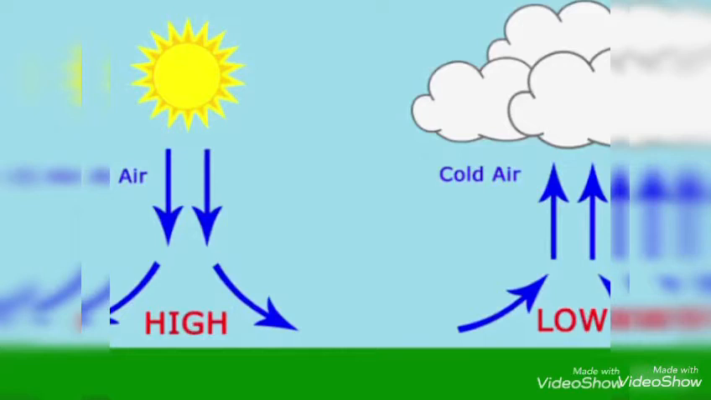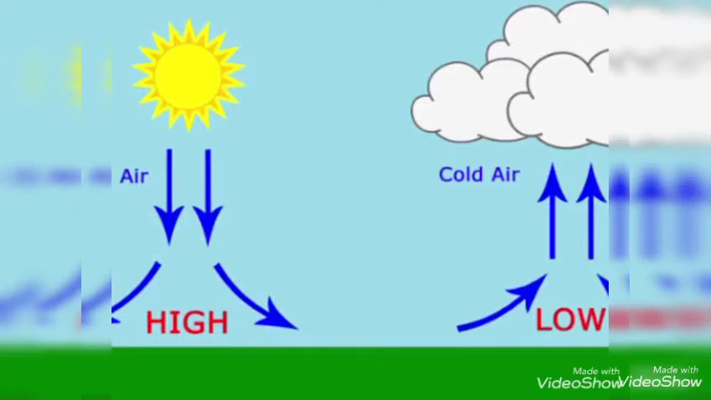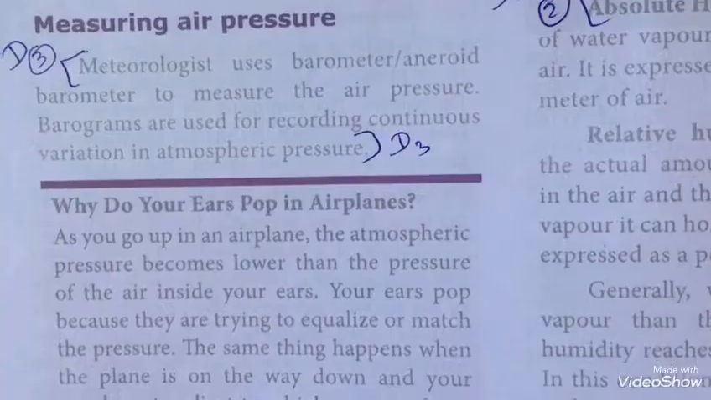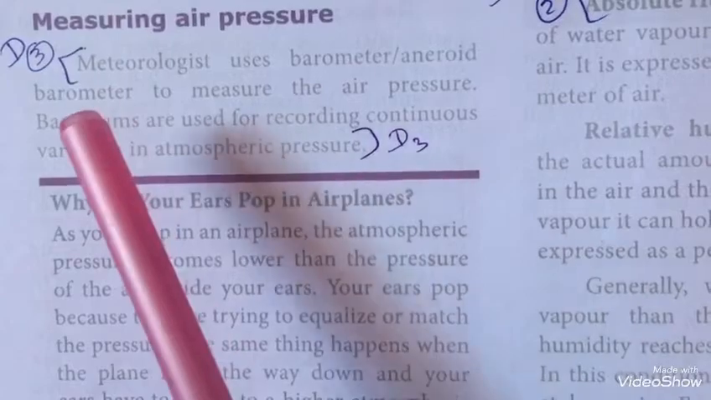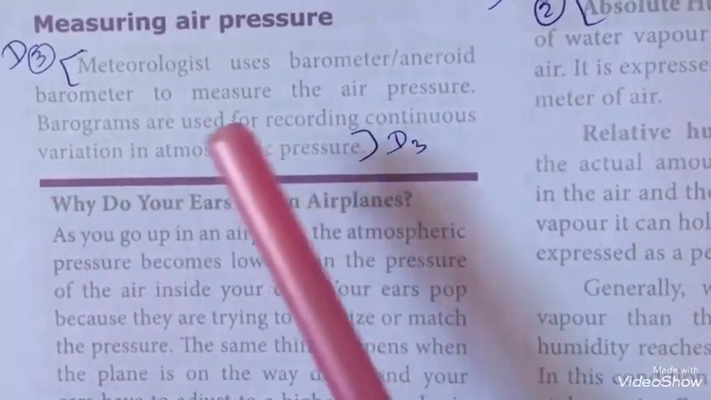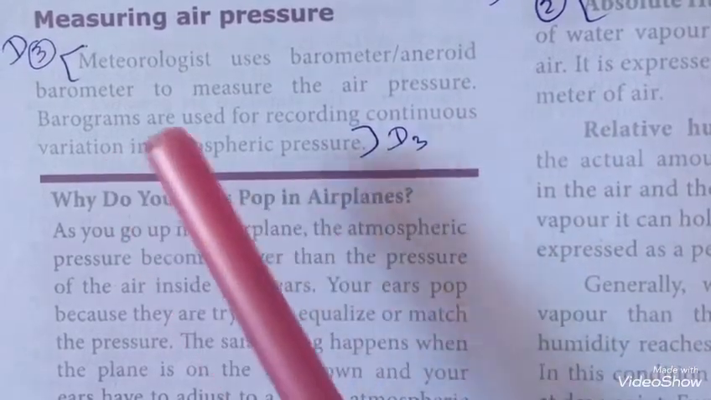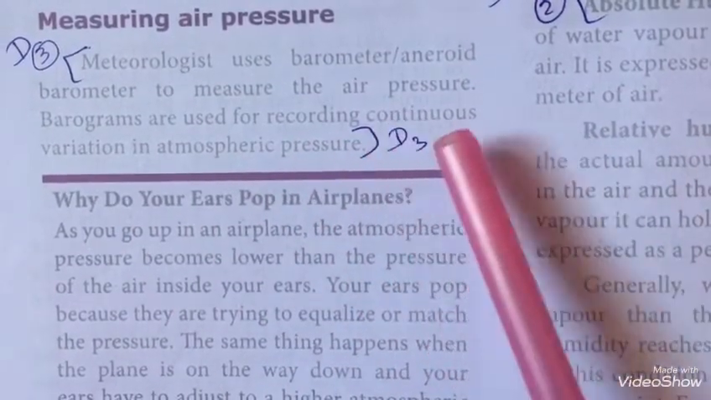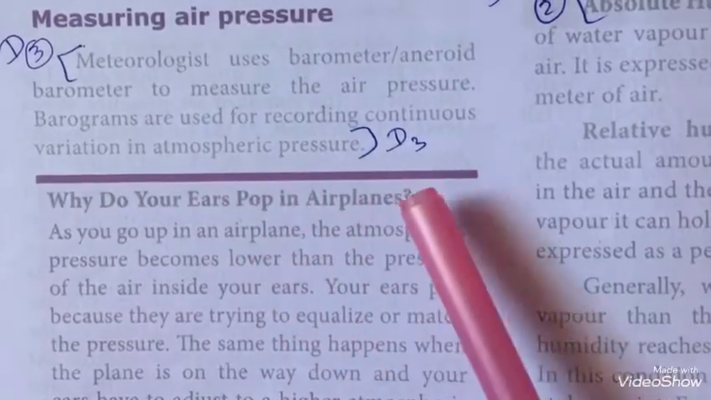The distribution of air pressure is controlled by altitude, that is height, atmospheric temperature, air circulation, the Earth's rotation, water vapor and atmospheric storms. Once again I will repeat, air pressure is measured by a barometer. Measuring air pressure: meteorologists use a barometer or aneroid barometer to measure air pressure. Barograms are used for recording continuous variation in atmospheric pressure.